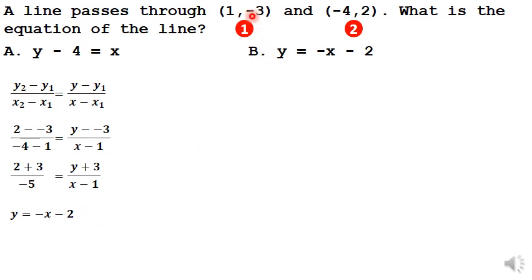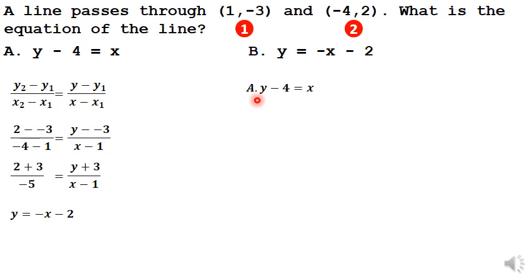Now observe that this line passes through the points 1, -3, and -4, 2. Meaning, if the answer to this question is option A, then this line must pass through the points 1, -3, and -4, 2. Meaning, we can always check without knowing the equation of the two-point form using the reverse method.